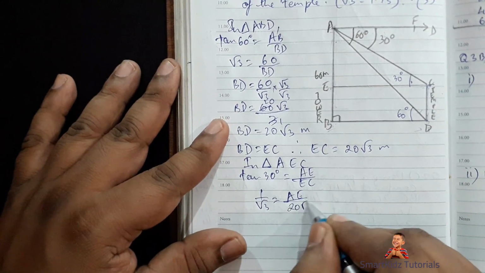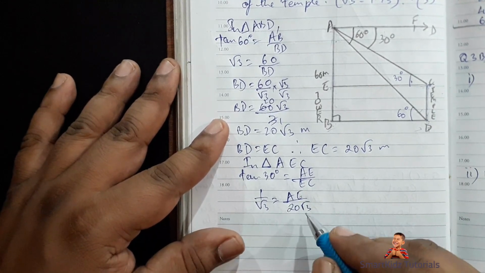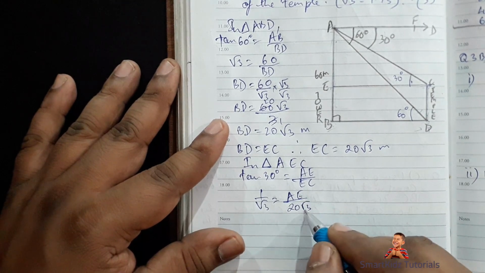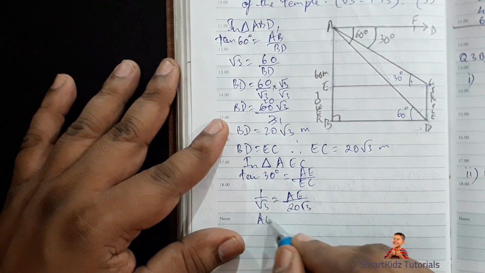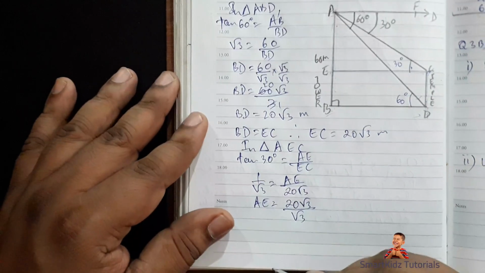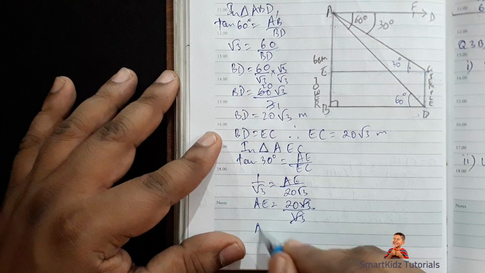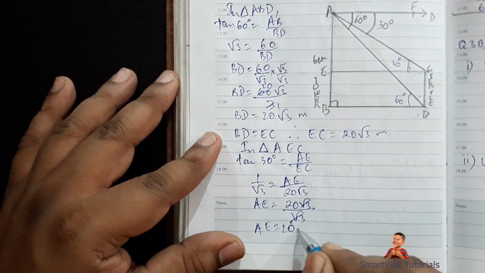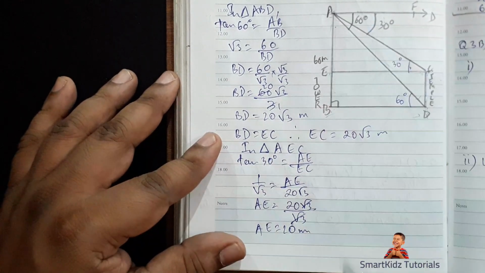EC is 20 root 3. So I'll keep AE there and I'll take 20 root 3 on top. So we get AE equal to 20 root 3 upon root 3. Okay, root 3 cancels and we get AE equal to 20 meters. So we got AE equal to 20 meters.